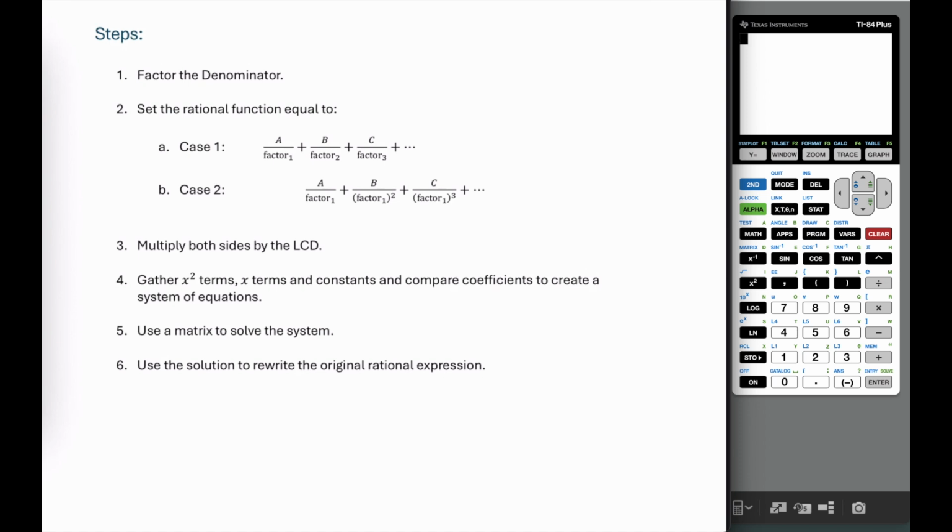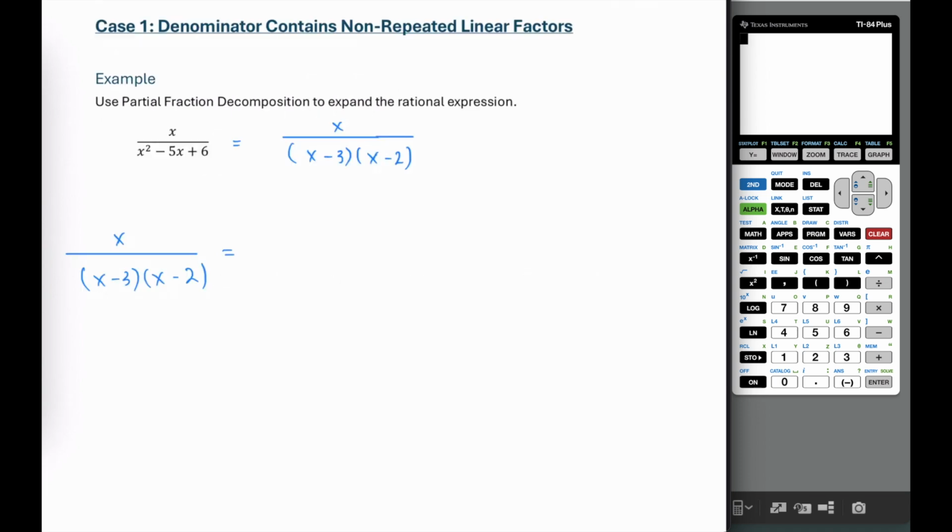To begin, we're going to write down the factored version of our rational expression. And here we have our steps outlined, so we'll try to follow along with these. We've already factored the denominator. The case 1 scenario says that we want to have a unique fraction for every factor of the denominator. And in the numerator of those fractions, we're going to have constant values, and these constants will be our unknown quantities. We're trying to figure out what these fractions are going to be.